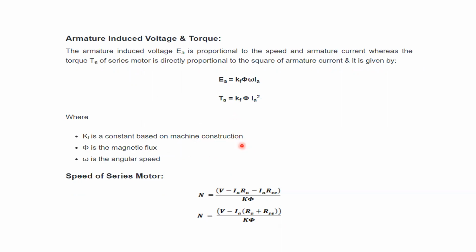So don't get any confusion. Same equations, concept is same, but only some authors will denote it by EA, some authors will denote it by EB, and so on, etc. Okay.